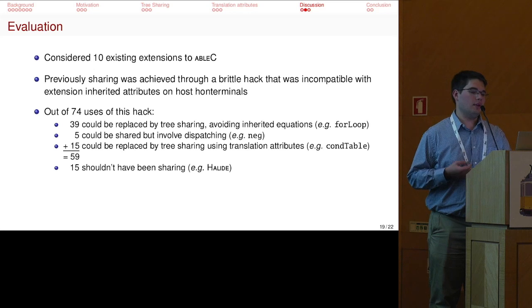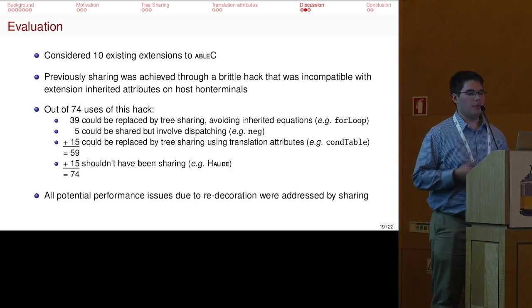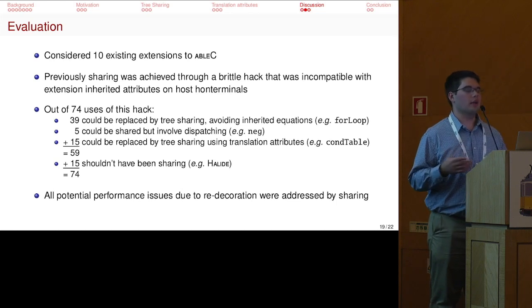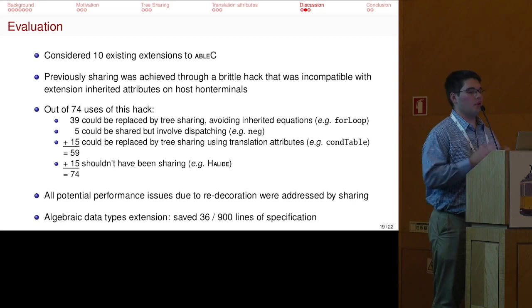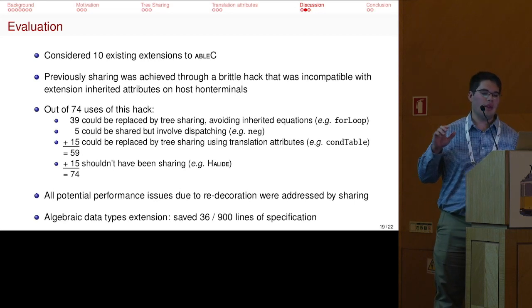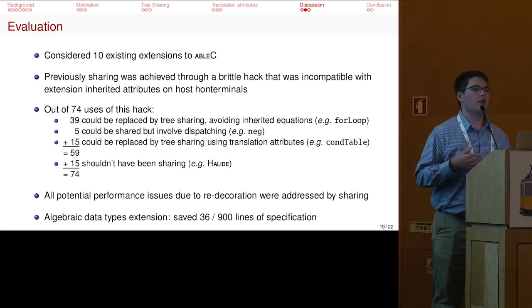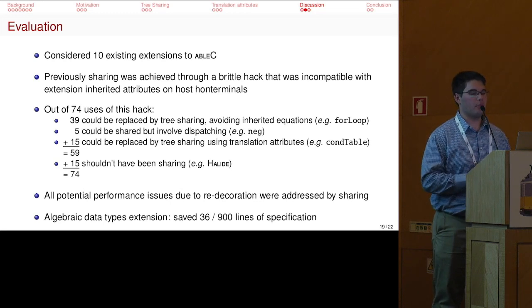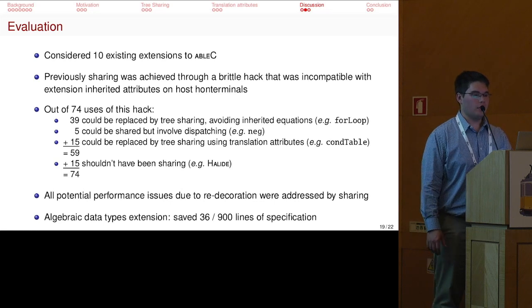And there were 15 that shouldn't have really been using sharing in the first place, extensions like the halide extension here. The main point is all potential performance issues due to redecoration were addressed using sharing. And also note, in one typical example extension here, we saved 36 out of 900 lines of specification of inherited attribute equations. We didn't actually finish updating all the existing extensions yet, but this is a fairly typical example. So some modest simplifications too.